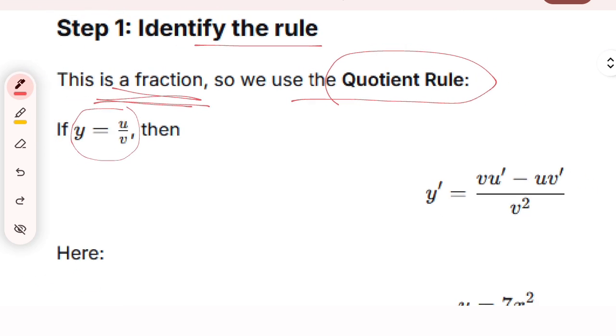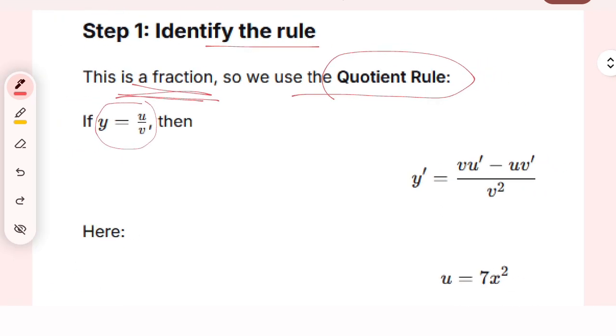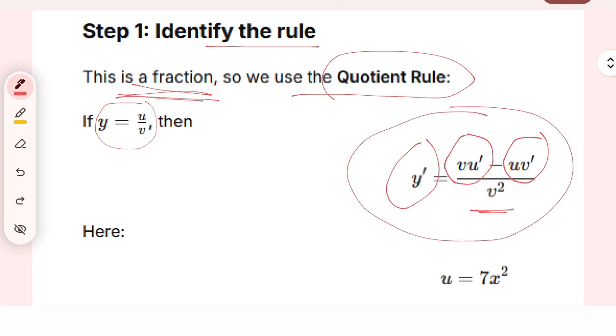The quotient rule states that the derivative of y is equal to the denominator times the derivative of the numerator, minus the numerator times the derivative of the denominator, divided by the denominator squared. So you just need to know what the numerator is, what the denominator is, take the first derivatives of both, and then put them in this formula. That is the quotient rule.